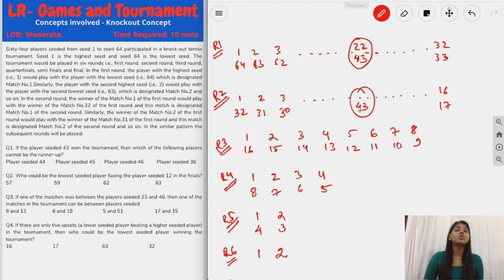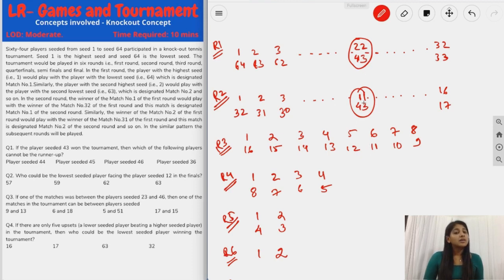Now in this round, who would 43 play with? Whoever 22 is playing with, 32 plus 1 is 33, minus 22 is 11, which means 43 is now playing with 11 instead of 22, because 43 has taken 22's place.